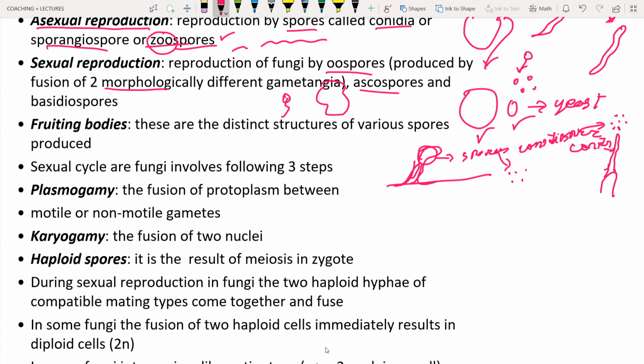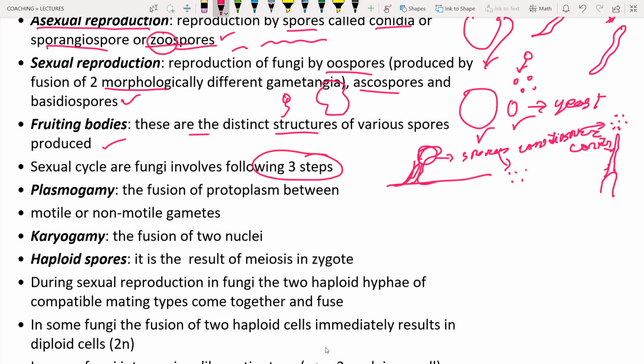And next is the ascospore. Ascospores come from the asci. Next is the basidiospore, which comes from the basidiocarp. Next, fruiting bodies. These are the distinct structures of the various spores produced. The sexual cycle of the fungi mainly includes three steps.